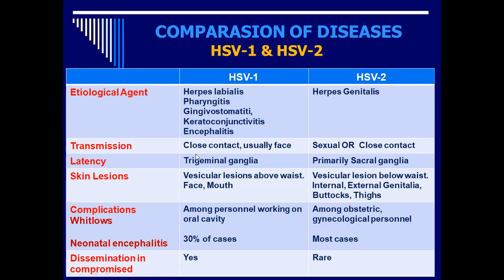Now, the etiological agent, as we know in the case of HSV1, is for herpes labialis, pharyngitis, gingivostomatitis, keratoconjunctivitis, encephalitis.